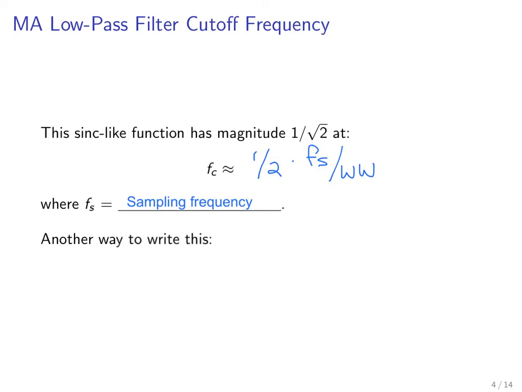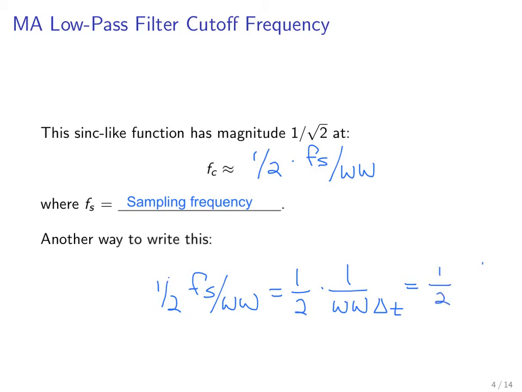Now another way to write this is that this 1/2 f sub s over WW is equal to 1/2 times 1 over WW times delta t, where delta t is the step in time between consecutive samples in our sampled signal. So it's equal to 1 over fs. And WW times the step size between samples gives us actually the duration of the moving average window in time. So this is perhaps a little bit more intuitive way to think about the cutoff frequency.